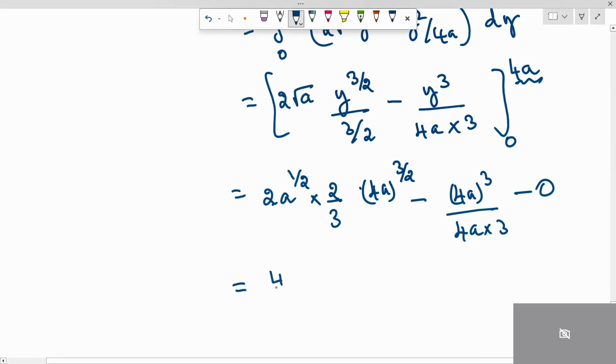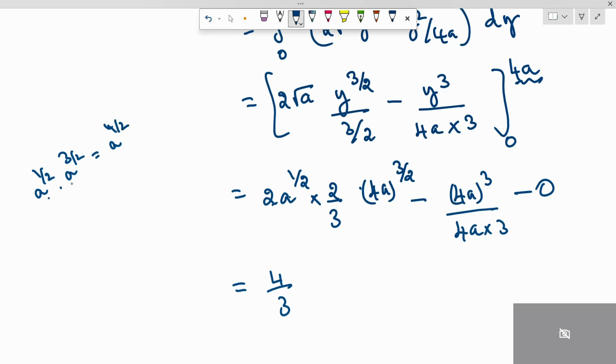2 2s are 4, 4 by 3. Here one a power 1 by 2 is there, here one a power 3 by 2 is there, which means, look at this, a power 1 by 2, a power 3 by 2, we can write a power 4 by 2. Okay, base value same means we can add the powers. In the power values also the denominator values are same, which means we can add the numerator term, which is equal to a square. And 4 power 3 by 2, we can write 2 square power 3 by 2.